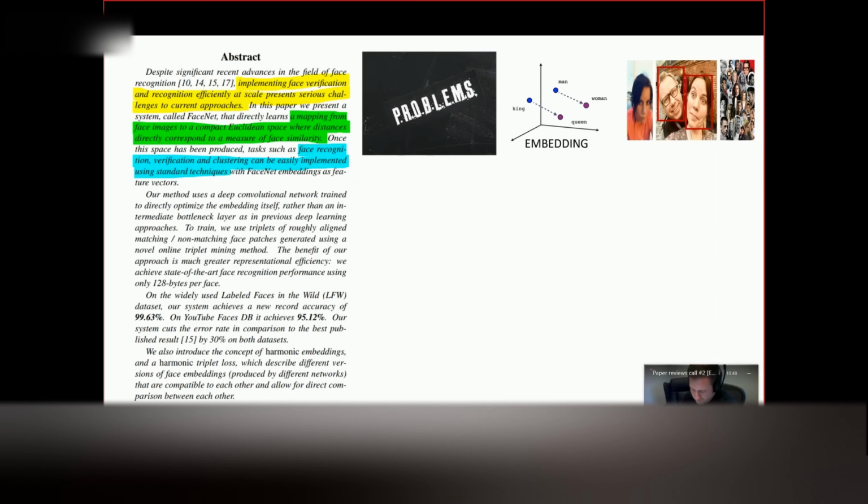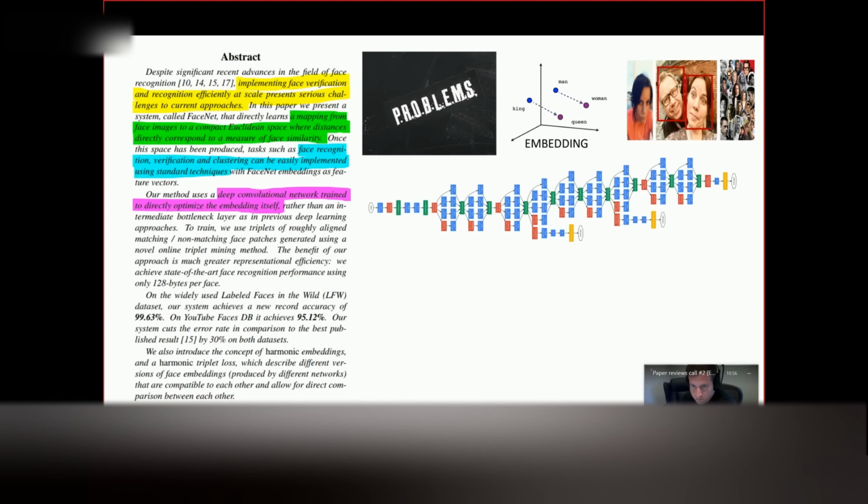And then it says our method uses a deep convolutional network trained to directly optimize the embedding itself. That network that they propose is called GoogLeNet. It's an inception network, so we'll look at that. We use triplets of roughly aligned matching, non-matching face patches. We're going to look at what that means.